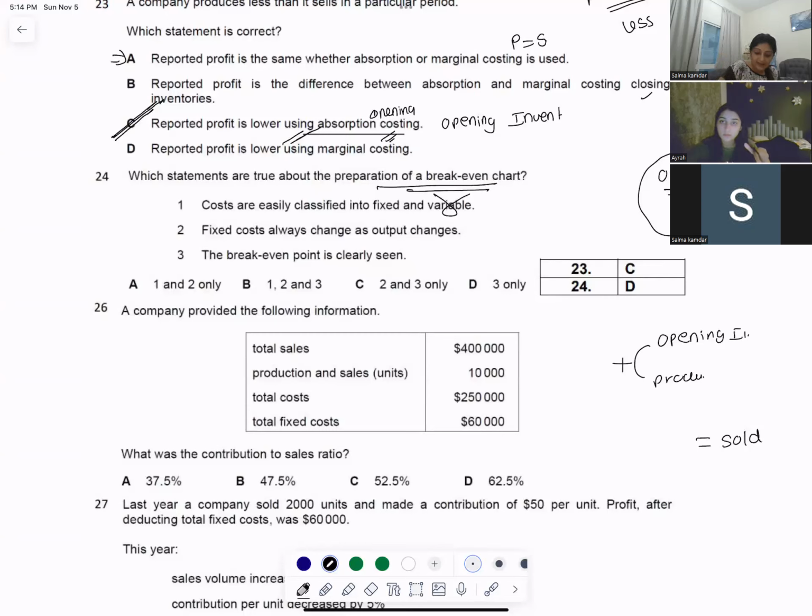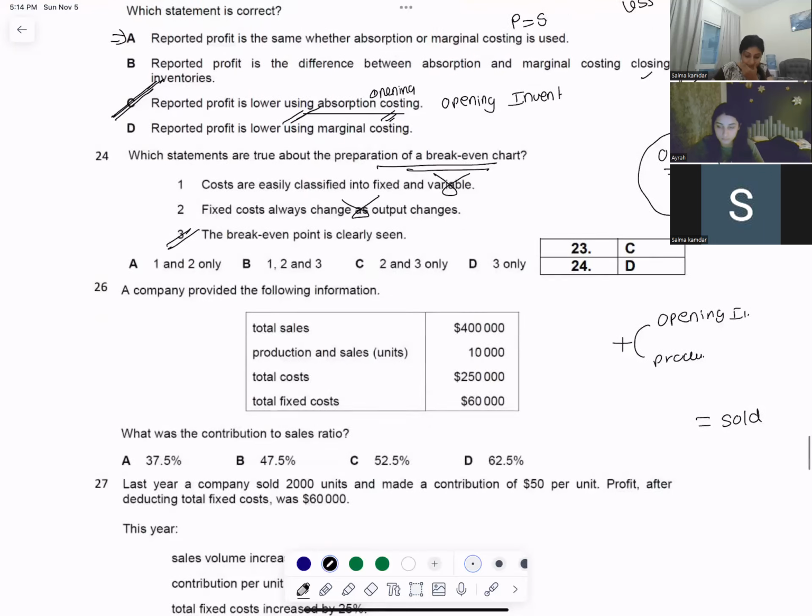So break-even point chart shows you the break-even point clearly. So only this statement is true. Fixed cost will never change with output. So even this statement is false. Go to the next one.